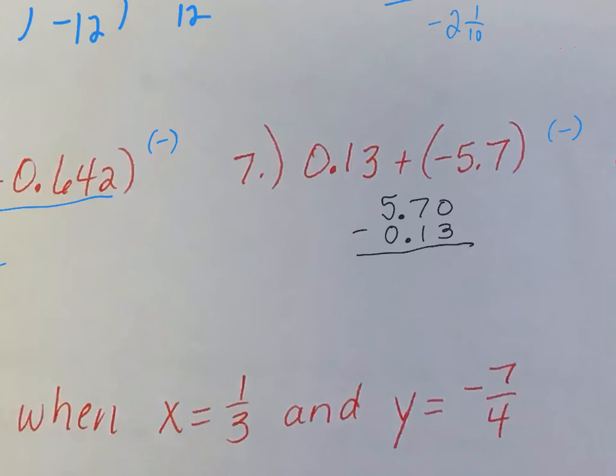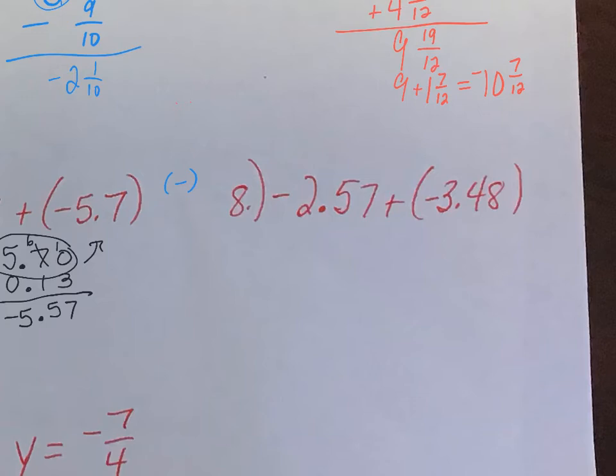Can I take 3 from 0? Borrow, right? 6, that's 10. 10 minus 3 is 7. 6 minus 1 is 5. Bring down your decimal point. 5 minus 0 is 5. Keep the sign of the 1 on top, which is positive. No, it's negative. Oh, I didn't do that.